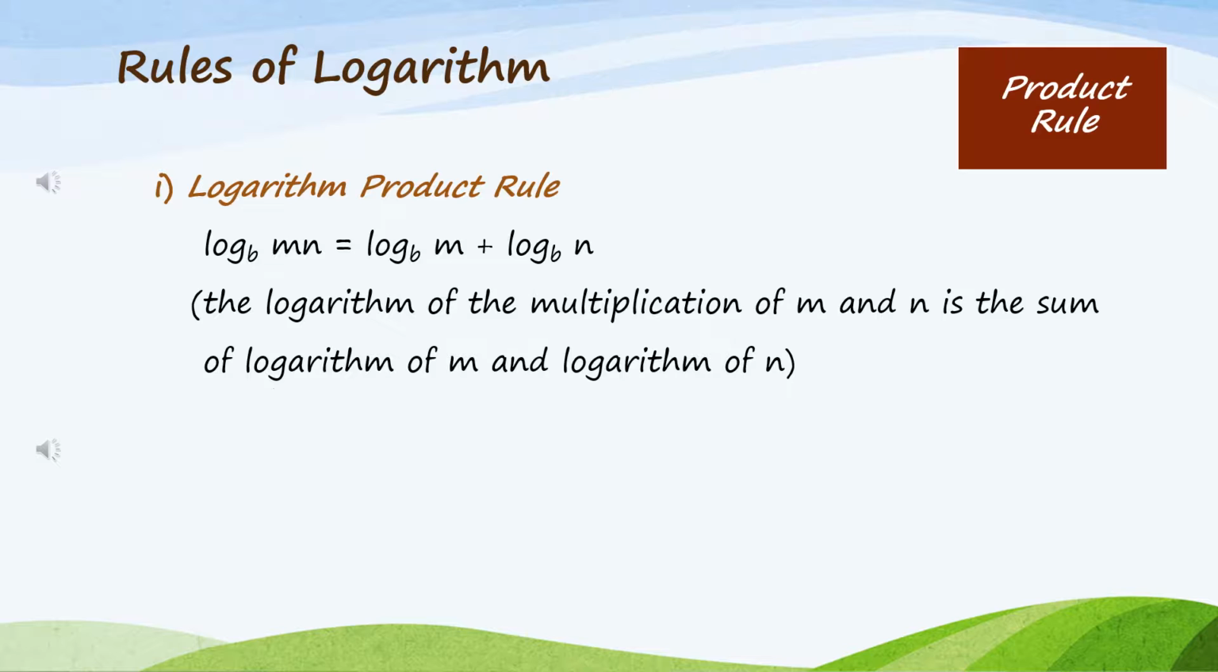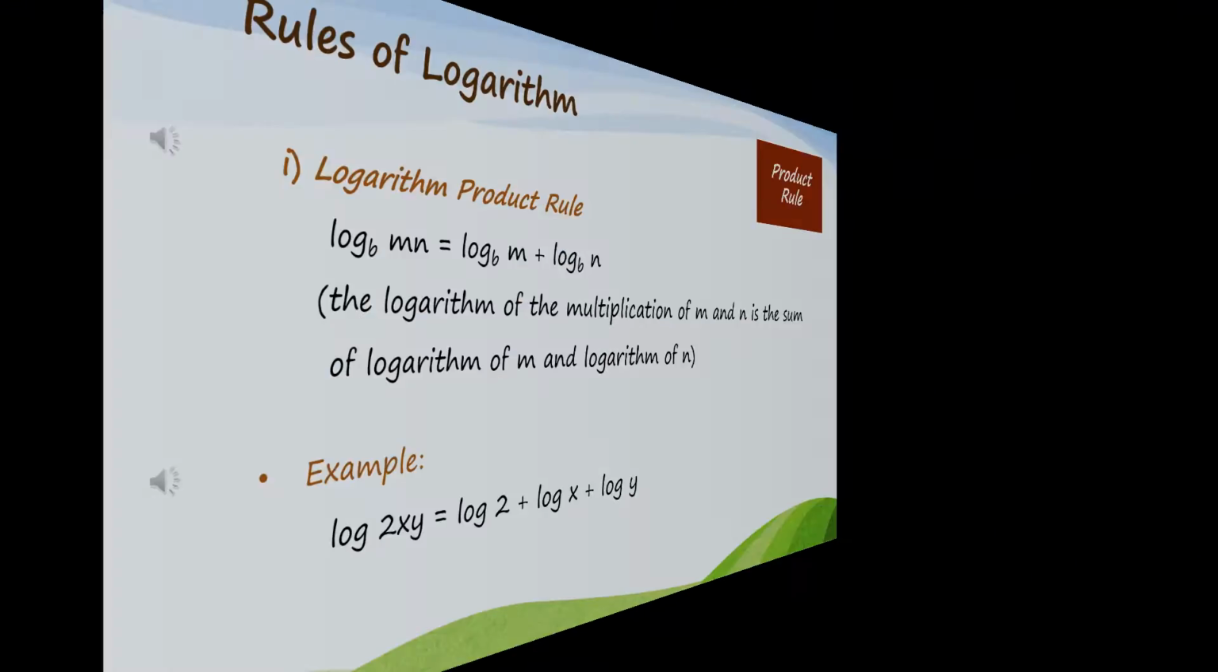The logarithm product rule is defined as the logarithm of the multiplication of m and n is equal to the sum of the logarithm of m and the logarithm of n. Example: log of 2xy is equal to log of 2 plus log of x plus log of y.